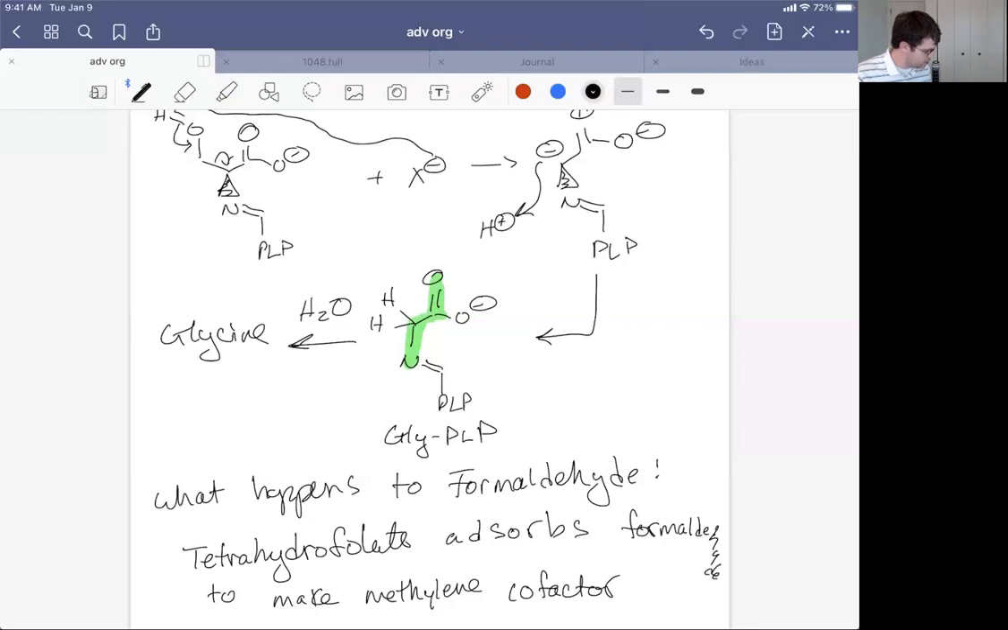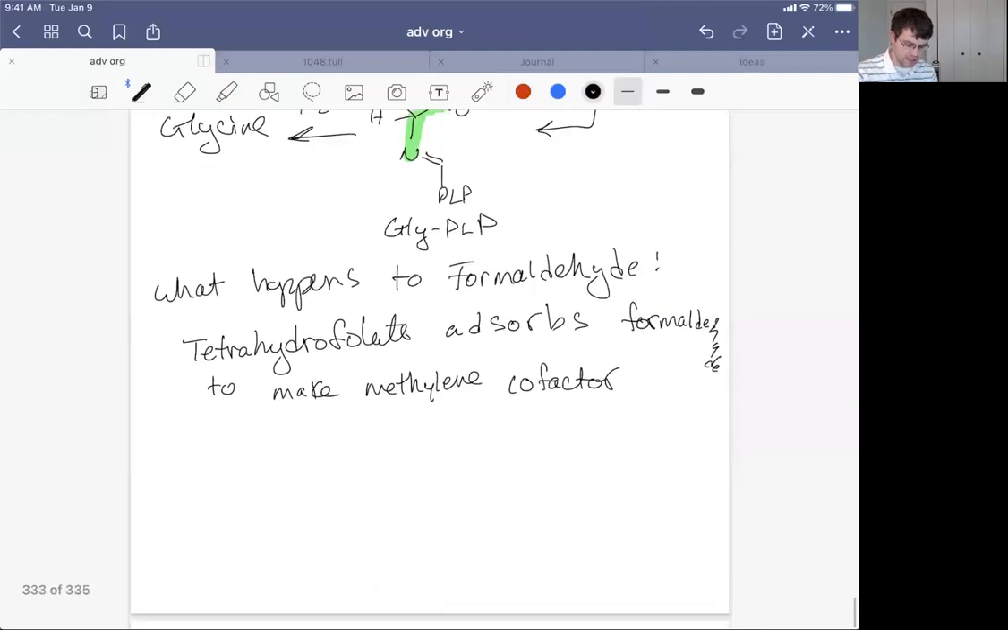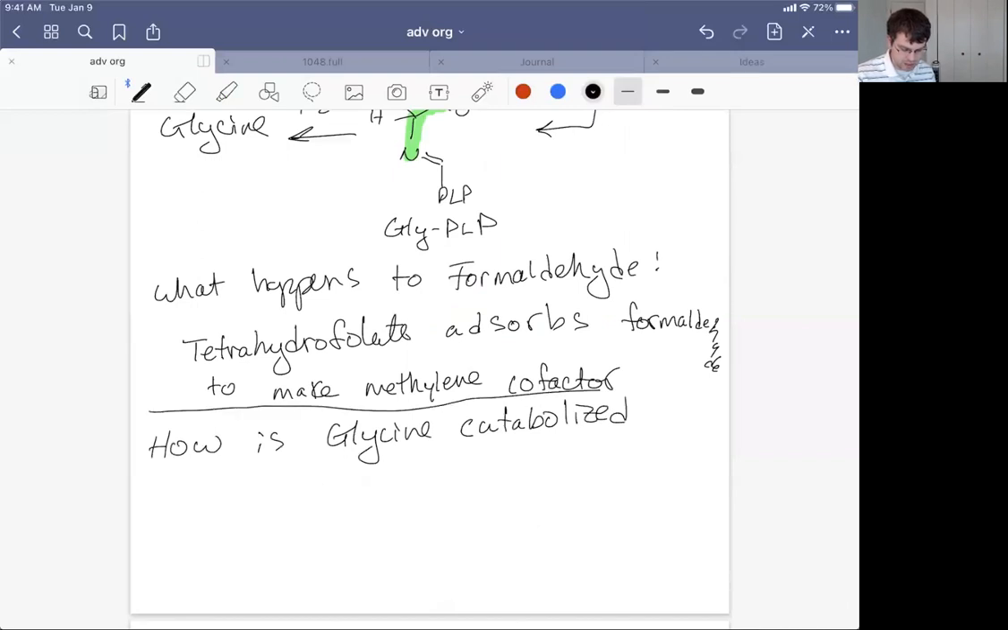But what about glycine? So how is glycine metabolized? I'm going to focus on catabolize so that we can focus on the breakdown of glycine. Okay. What I want to do is go back to the glycine PLP adduct. Of the various PLP reactions, we're going to go to the decarboxylation reaction. So we're going to lose CO2 to generate this negative charge.